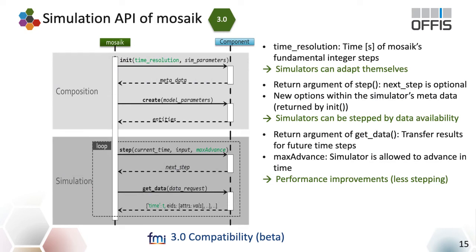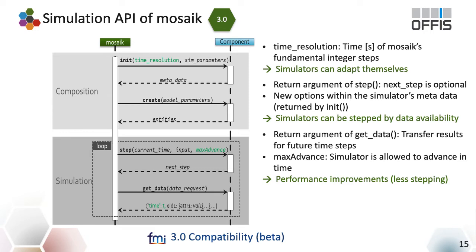And on this slide, this is shown in the get data: in the time t, in the return argument of get data, you can always specify that whenever you need to transfer some data, or whenever Mosaik requests some data, you can specify the time when this data is valid. And this is a feature for performance improvements.